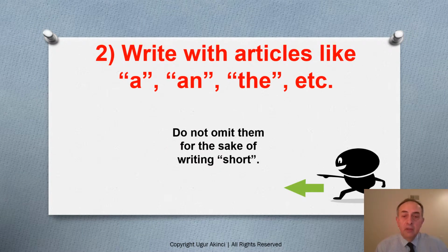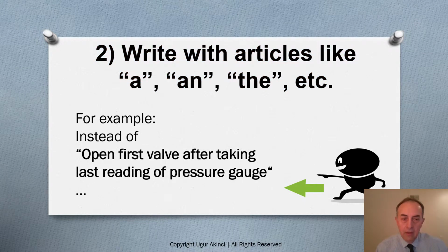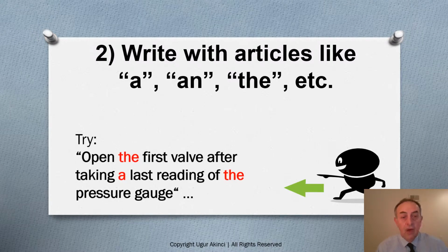The second principle is write with articles like a, an, the, etc. Do not omit them for the sake of writing short. For example, instead of "open first valve after taking last reading of pressure gauge," try "open the first valve after taking a last reading of the pressure gauge." It reads much better.